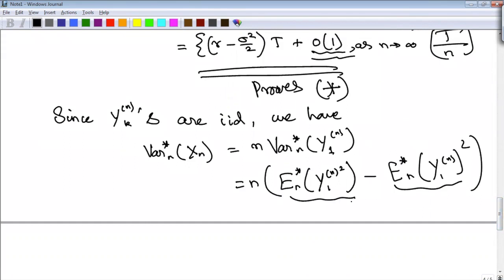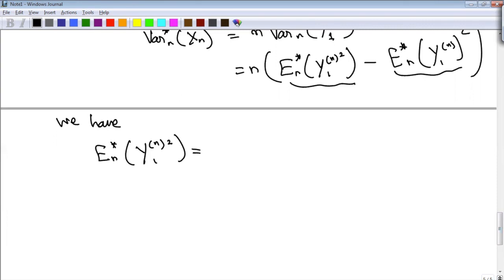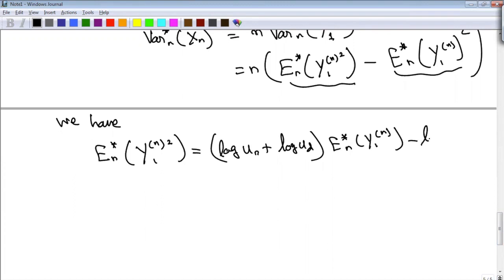Let us compute the first term. That is equal to log un plus log dn into expectation of Y1 of n, which we already know, minus log un into log dn, sorry, this is dn. Okay, so how does it come?